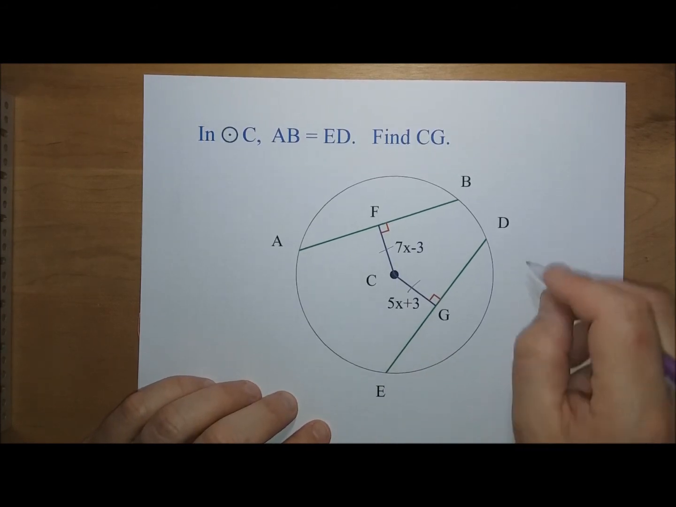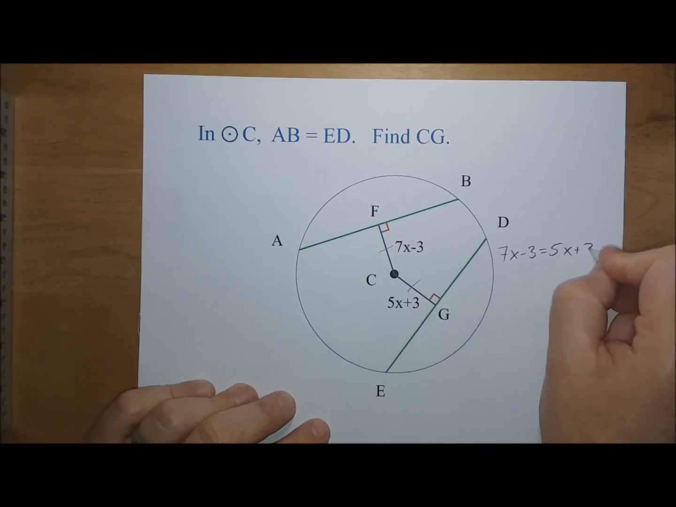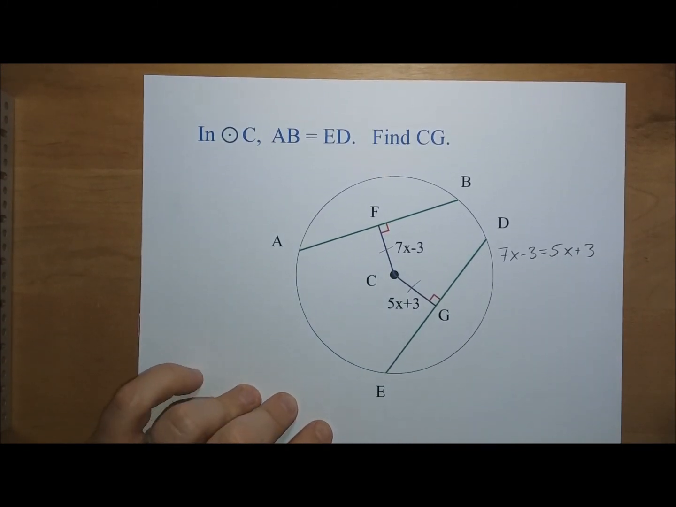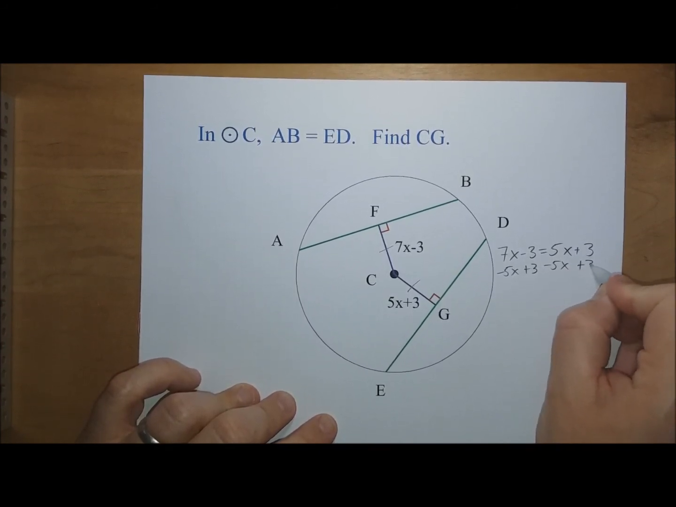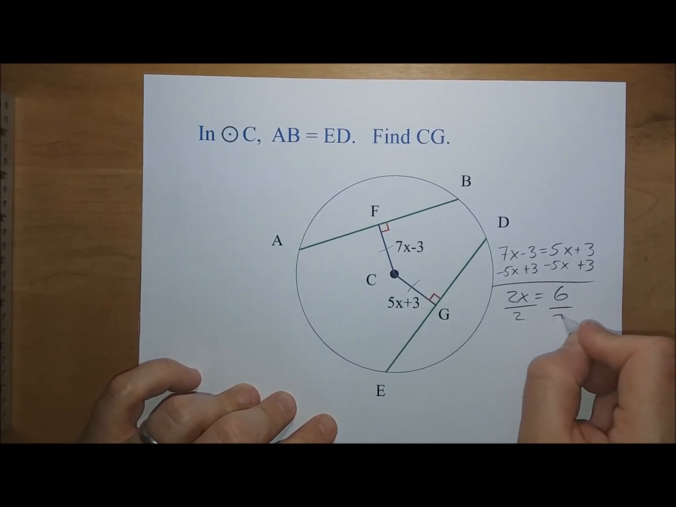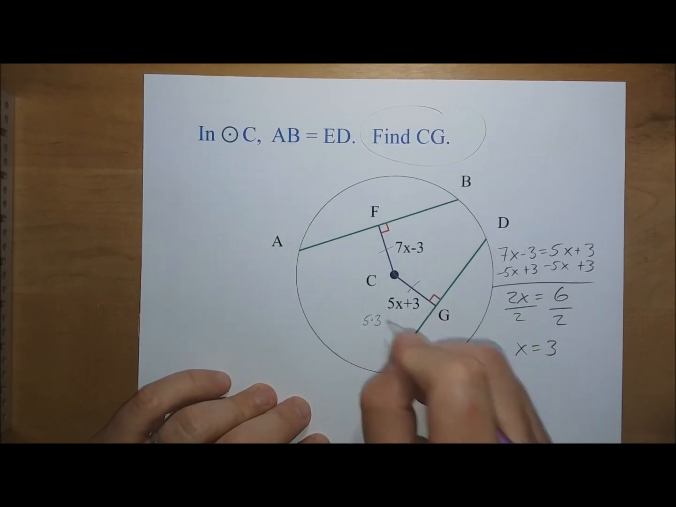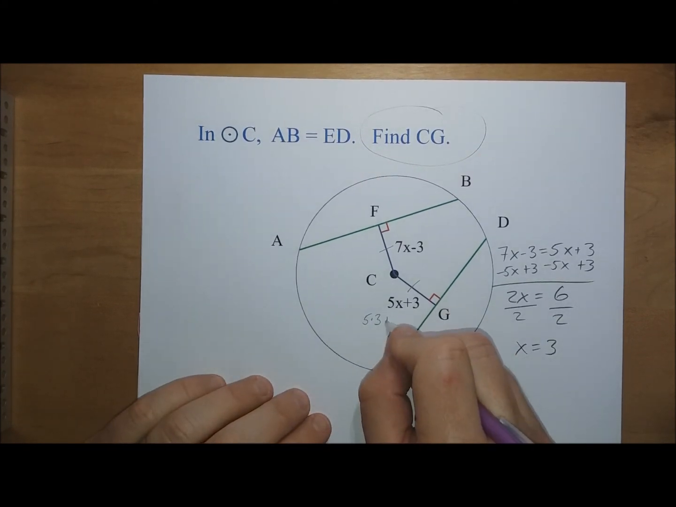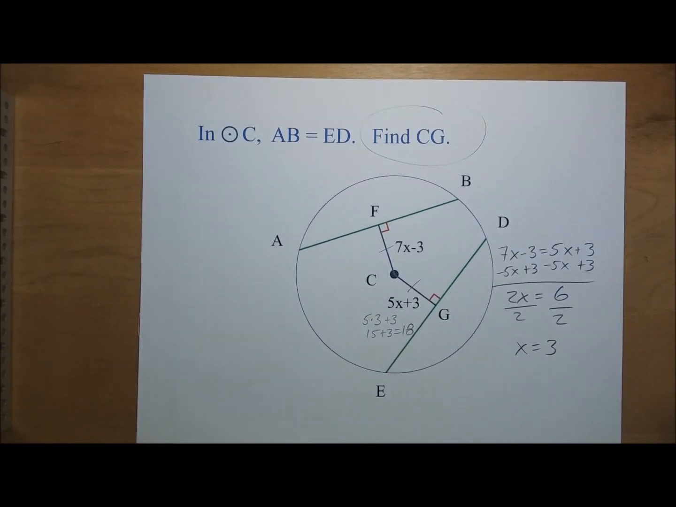And if these two segments are congruent, can I conclude that those expressions that represent them must be equal? Absolutely. And can I solve that for x? Let's subtract 5x from both sides, then add 3 to both sides. I'm going to get 2x equals 6. And when we divide both sides by 2, we get x equals 3. Oh, but hold on, they wanted us to find CG. So I'm going to plug that in. 5 times 3 is 15, plus 3 is going to give me 18 units.